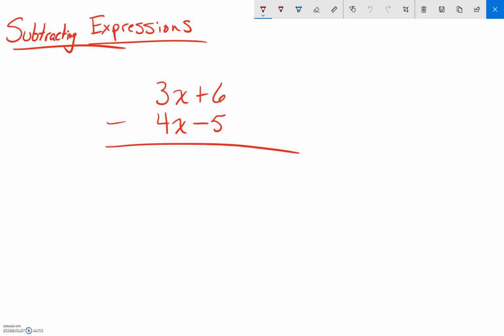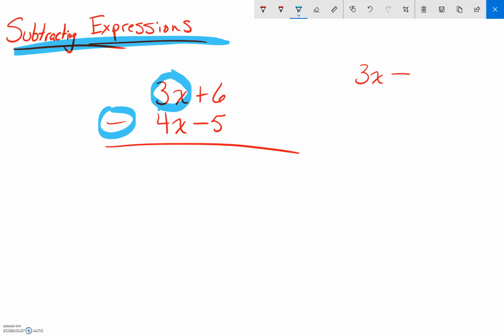All right, let's do two more. We're now looking at subtracting expressions. Same rules, except you're obviously subtracting instead of adding. So like terms still are in effect. So we have 3x take away 4x. So our integer rules apply. It's 3 minus 4. We're taking away more than we have. So it would be negative 1x.